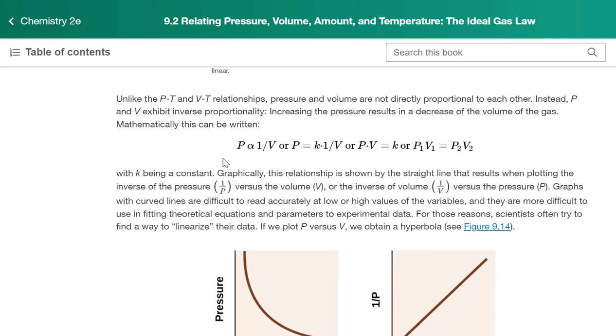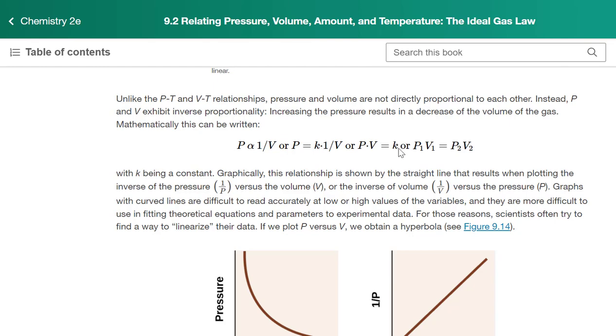Pressure is inversely related to volume. So we're showing the same symbol here for that relationship, but instead of having another variable here, we have the inverse of that variable. So 1 over V, pressure inversely proportional to 1 over the volume. So then we could go through that same kind of derivation. So pressure is equal to a constant times 1 over the volume. If we rearrange that, we would get pressure times volume, so multiplying both sides by volume, equals that constant.